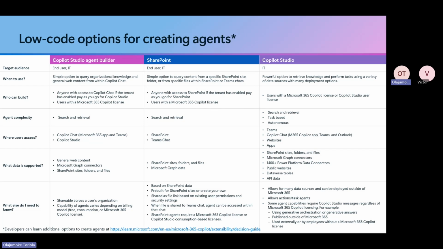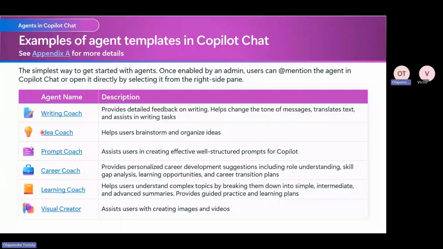So what are the examples of agent templates we have? You can see some of the examples. We have the writing coach, which provides feedback on your writing. It helps to change the tone of your messages.